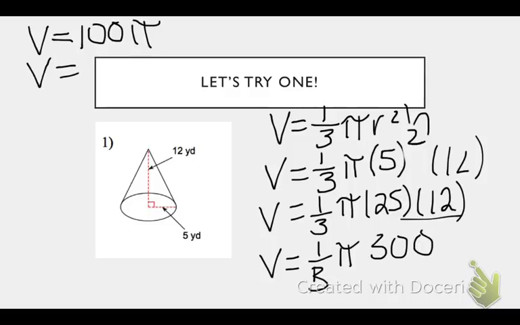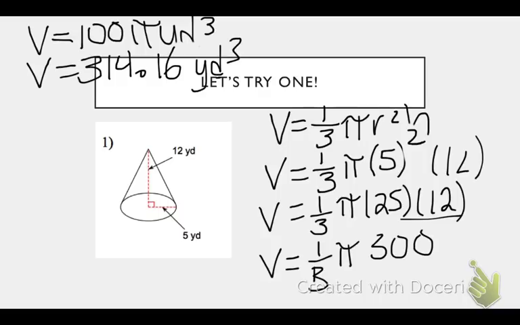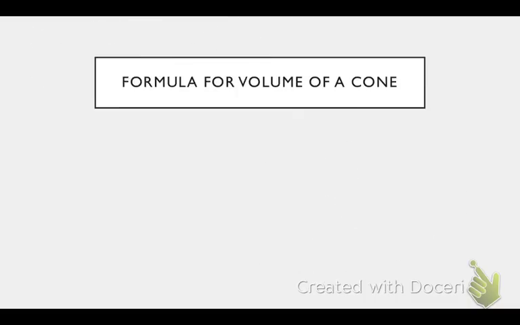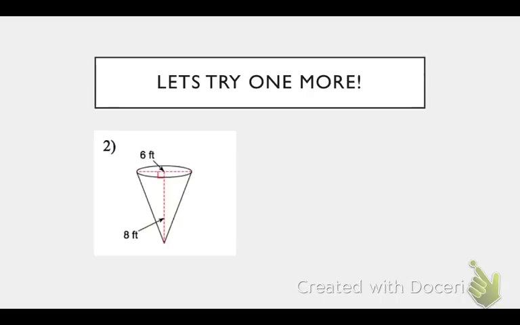or volume equals, and again, this is volume, so it's yards cubed. And then I'm going to multiply 100 times pi and get volume equals 314.159. The 9 means 5 or more raise the score, so the 5 becomes a 6. 314.16 yards cubed. So both of these answers are what I need to have. All right. So we're going to try one more.